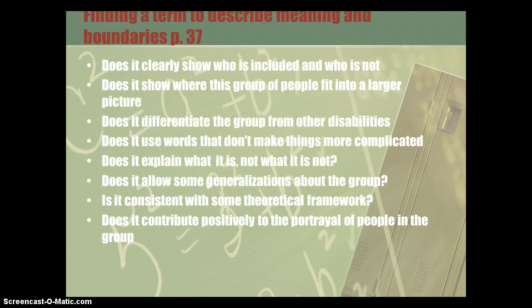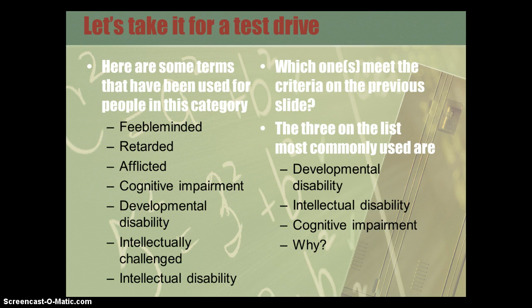When we are using a term, we want one that helps us differentiate between people who have the disability and those who don't, and between people who have similar disabilities. So does it explain what it is and what it's not? Does it allow generalizations about the group? Is it consistent with some theoretical framework? Here are some terms that have been used for people in this category: feeble-minded, retarded, afflicted, developmental disability, intellectual challenged. Which ones meet the criteria that we had on the previous slide?